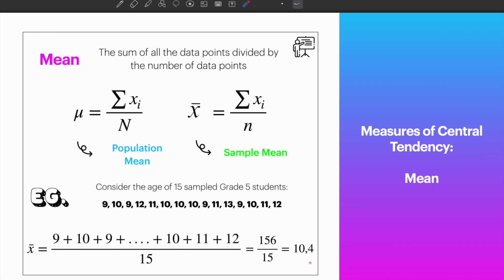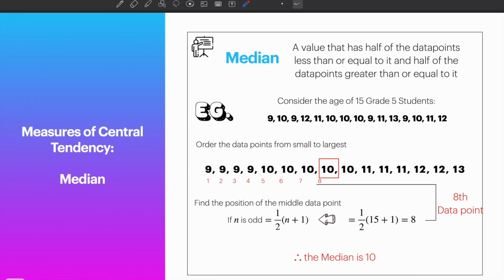What does this 10.4 then mean? So this basically means that if you were to pick a student in this grade 5 class, you would expect that student to be 10 years of age. Right, so that wraps up our first measure of central tendency, the mean. And then next up we have the median.